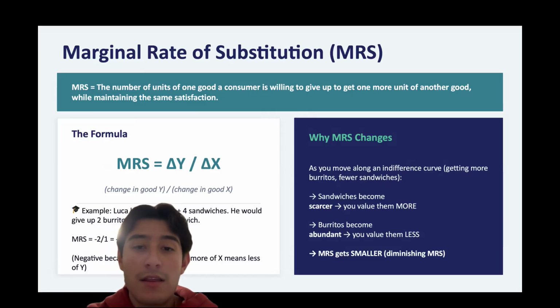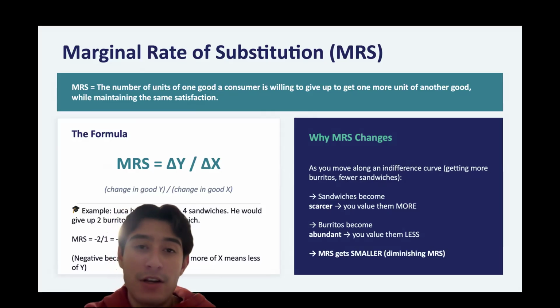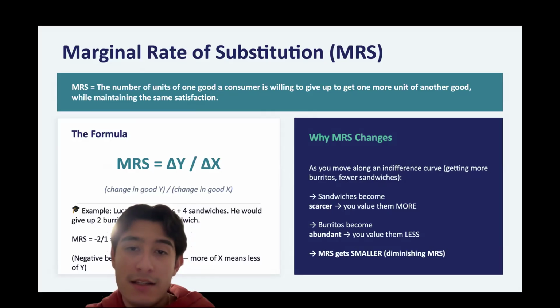Now, here's the geometric interpretation, and this is really important. The MRS is literally the slope of the indifference curve at any given point. And as you move along the curve to the right, getting more burritos and fewer sandwiches, the slope gets flatter and flatter. That's what we call a diminishing MRS, and it's exactly what produces the bowed shape from the last slide that we were talking about.